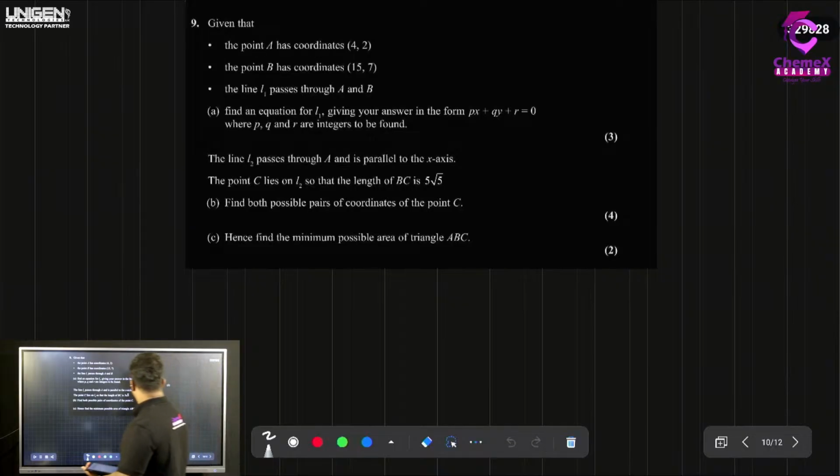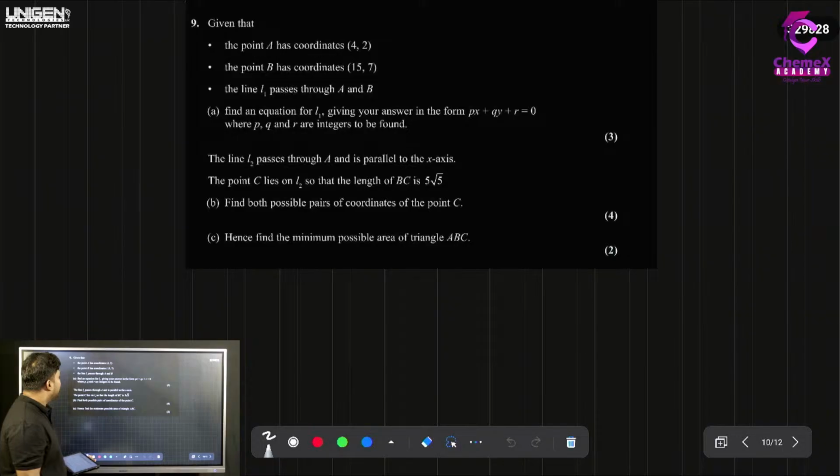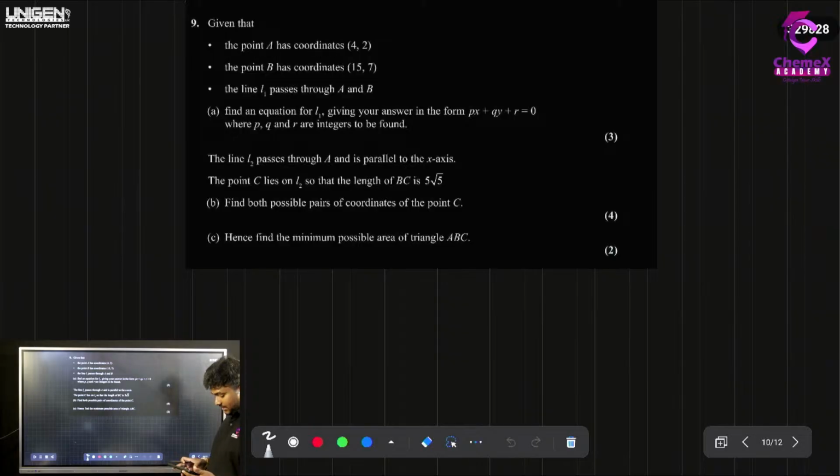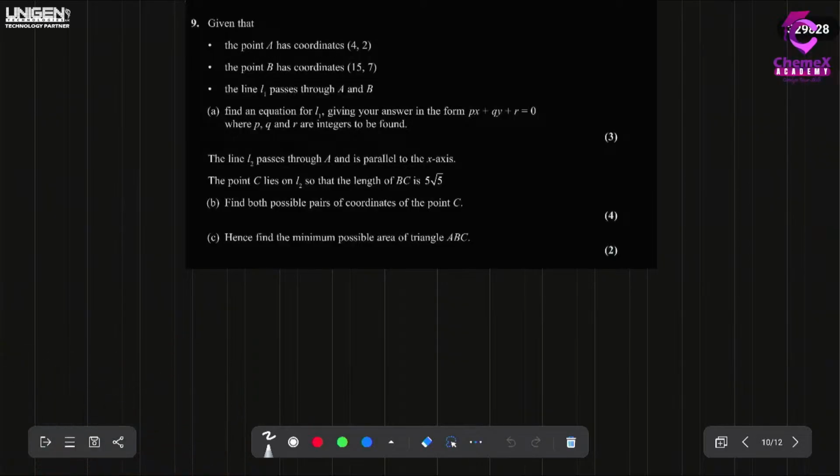Ninth question. Again, it's going to be 9 marks. So given that A has coordinates 4, 2, this is coming under what? Straight lines. So given that point A has coordinates 4, 2, and the point B has coordinates 15, 7. The line L1 passes through A and B. Find the equation of L1, giving your answer in the format they asked.